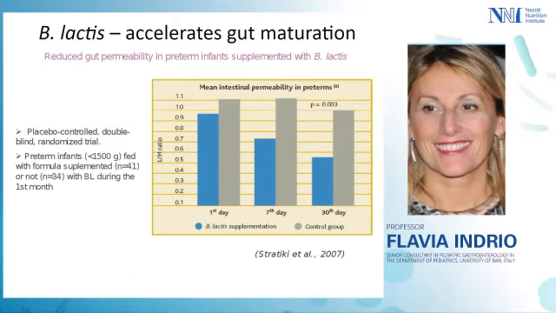So premature babies supplemented with Bifidobacterium lactis in this randomized double-blind controlled trial showed an effect on intestinal permeability in preterm infants. The preterm baby has a deficient intestinal permeability. But if we supplement with this Bifidobacterium lactis, the permeability is restored quickly.